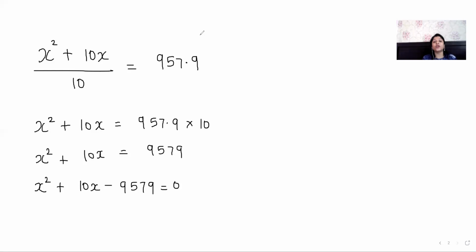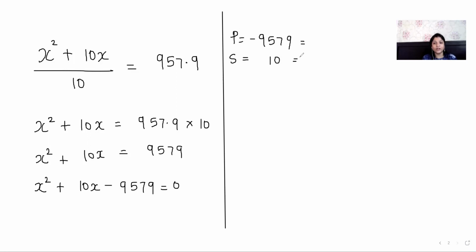So here we get a quadratic equation in standard form. We are going to solve it. You can solve it by any method of solving quadratic equations, either the factorization method or the formula method. I'm going to do the factorization method here. So we are going to split the middle term where the product is minus 9579 and the sum is 10.